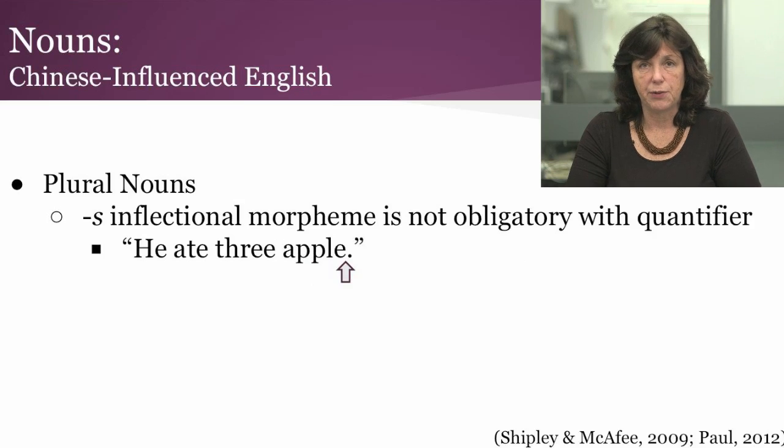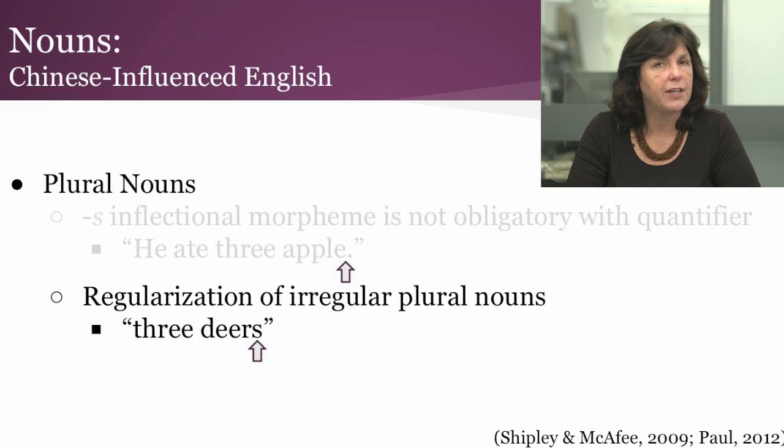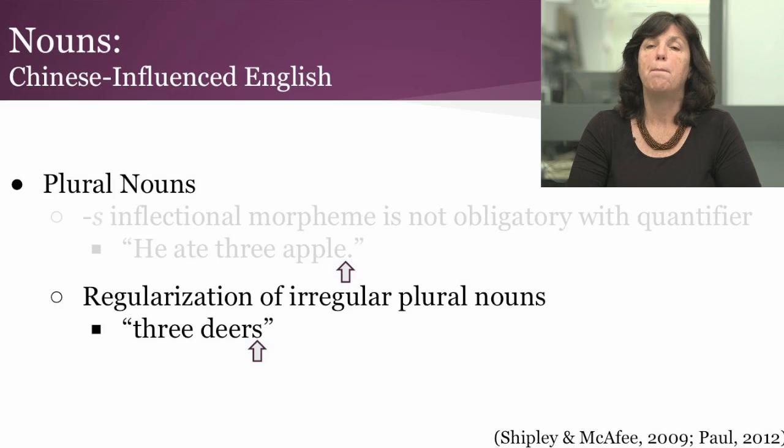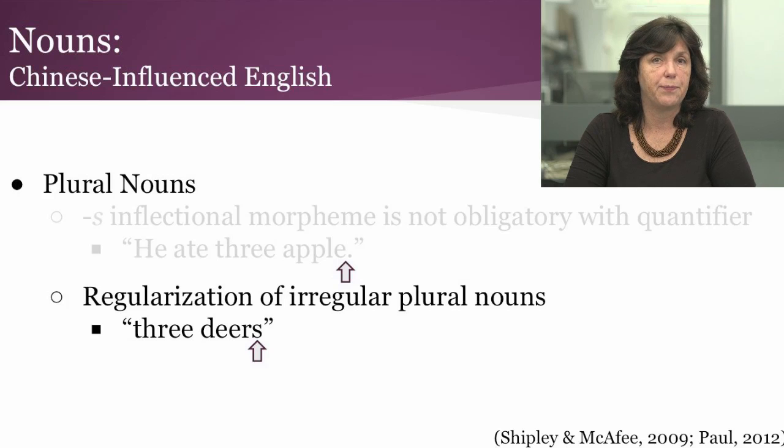In Chinese-influenced English, the plural s inflectional morpheme is not obligatory with a quantifier. So, he ate 3 apples would be grammatically correct. Irregular nouns in Standard American English might be regularized in Chinese-influenced English. Deer, for example, has an irregular plural form in Standard American English. In Chinese-influenced English, it might be regularized by adding the inflectional morpheme s to form 3 deers.